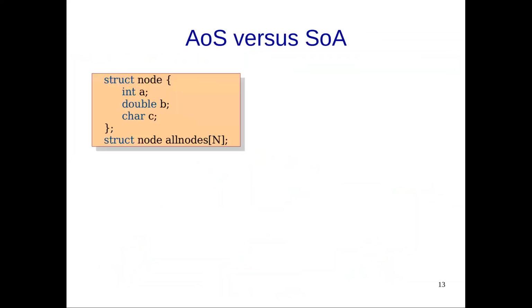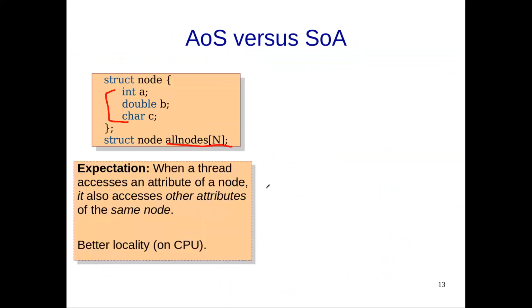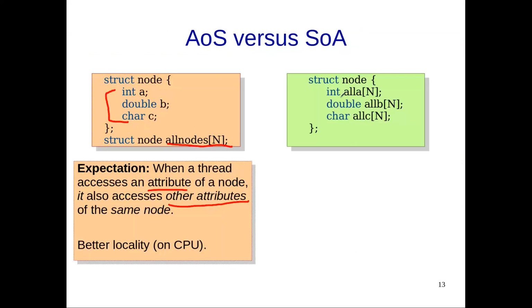Okay. How do you declare those? Well, in the context of the CPU, we have these different fields put together, and then we have a structure of all these nodes, so that what we expect is that when a thread is accessing one attribute, one field, it also accesses other fields of the same structure. Okay. In contrast, for the GPU we should have all the A fields, all the B fields, all the C fields together as consecutive elements, and that gives you an array of each of these fields, and then you put all of these together inside a structure, so it becomes a structure of arrays, right?